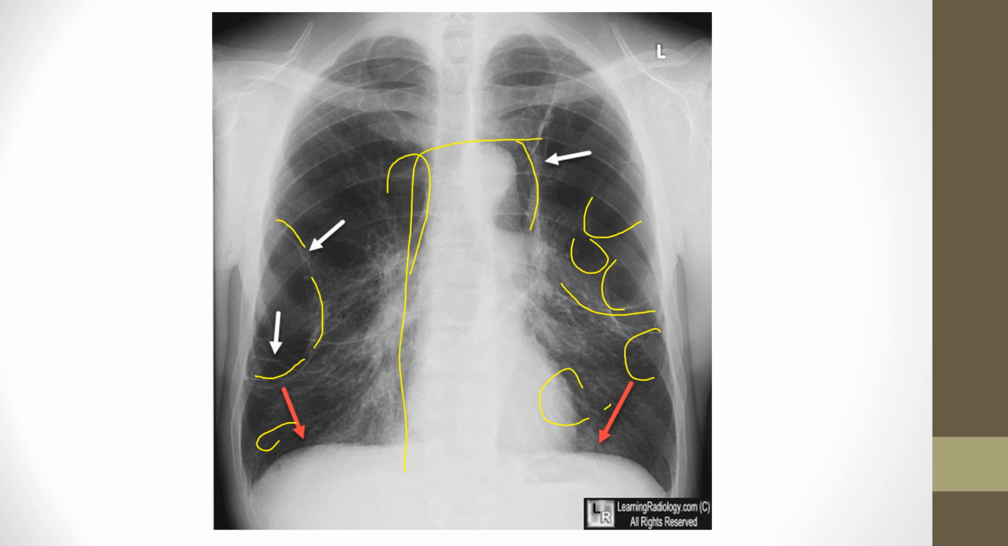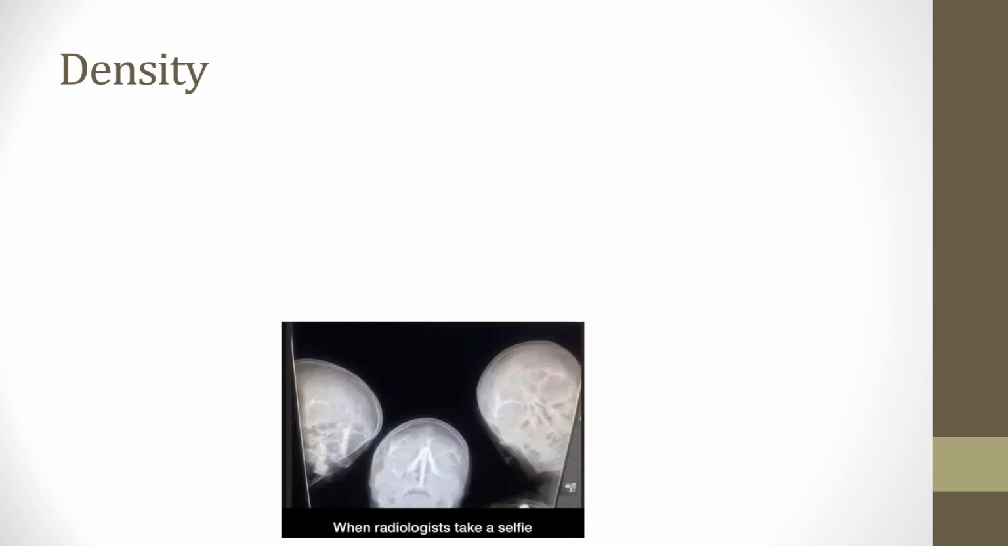A, tall, thin, narrow heart, remember that from disease class. And then B, look at the CP angle. This is not an arch. This is just barely a little dent. Usually you want to see a good quality arch. Here, this is not a good quality arch. That means these diaphragms are flattened, right? This is a sign of large lung volumes or chronic hyperinflation.